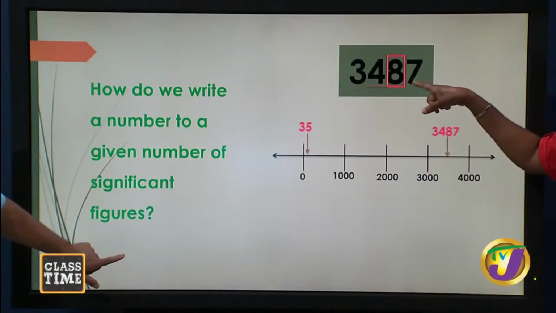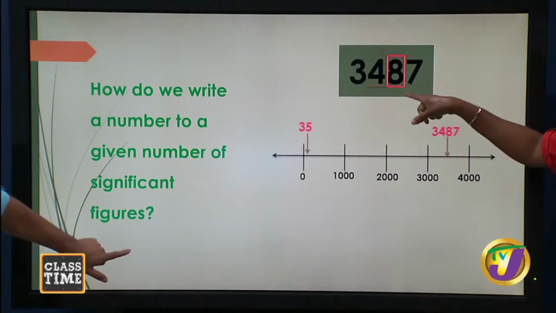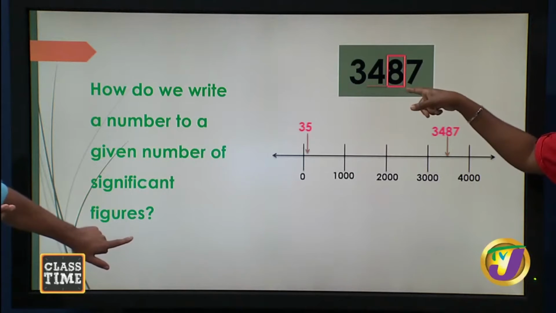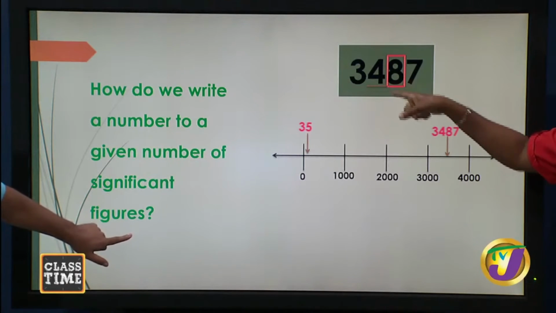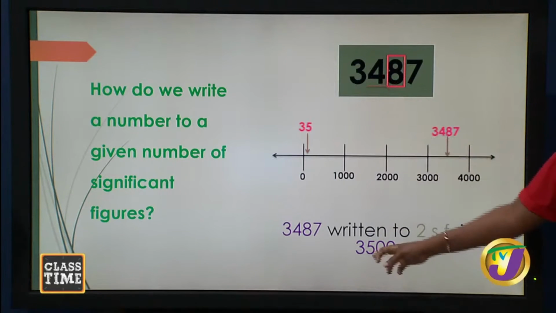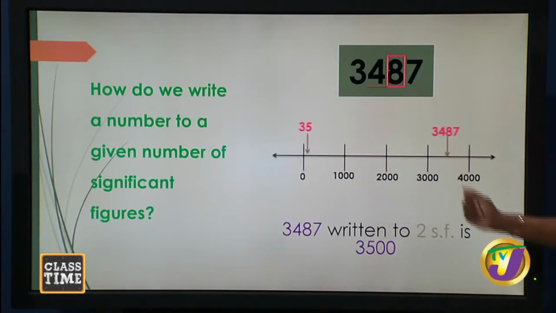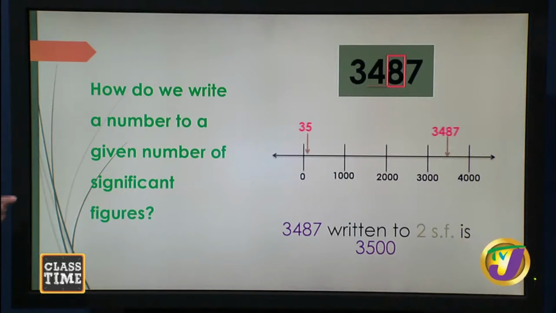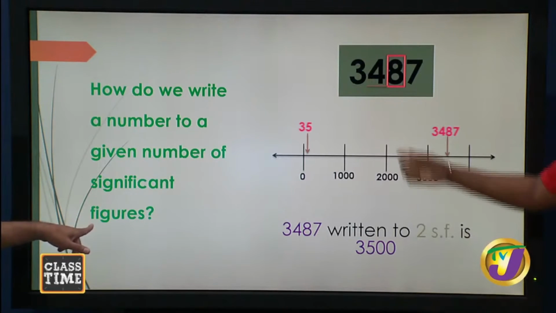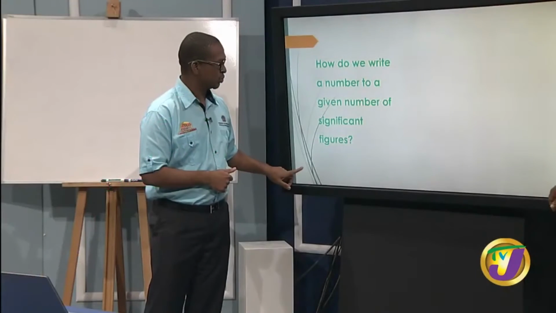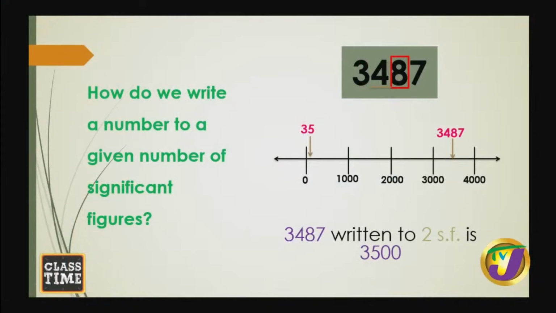Just as with the decimal places, notice that this 8 here, moving up in groups of 10, would take two more groups of 10 to make the next hundred. So then we can add on to make it 500. So now 3,487 written to two significant figures is 3,500. Let's evaluate that and see how close it is to our original. Would it be acceptable? Yes, definitely, because this is closer to 3,487 than 35 is.